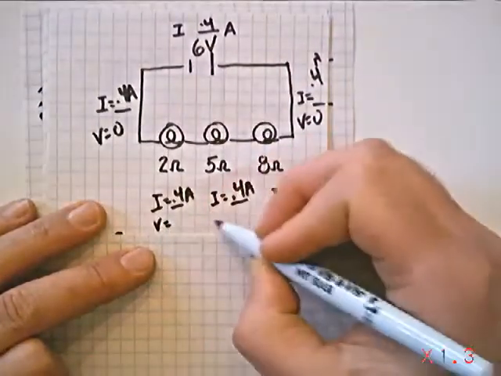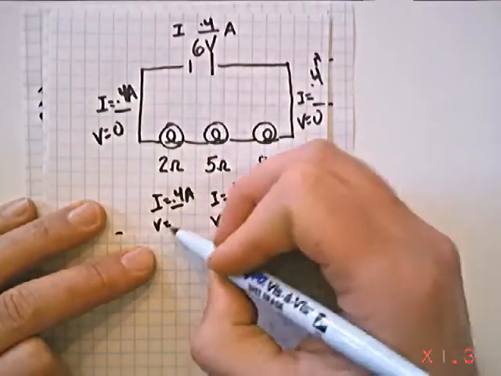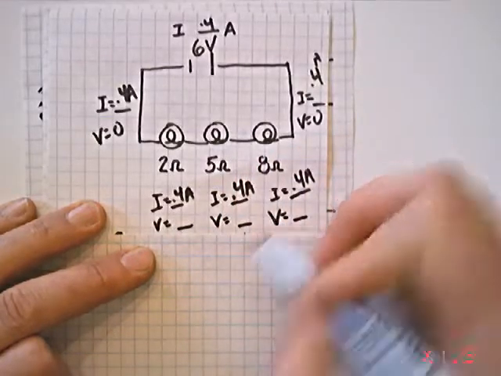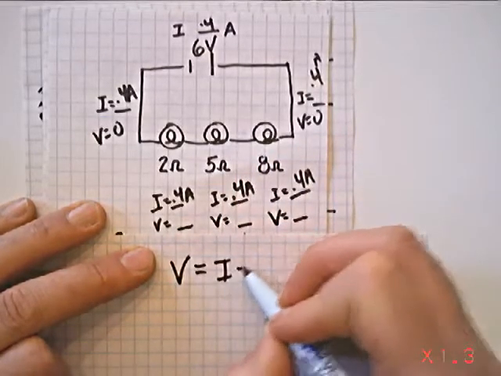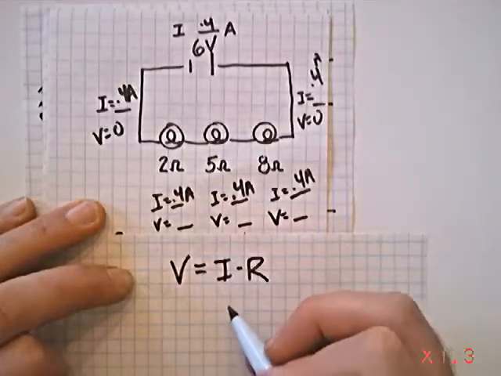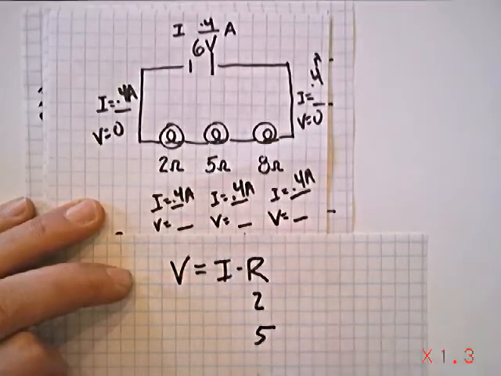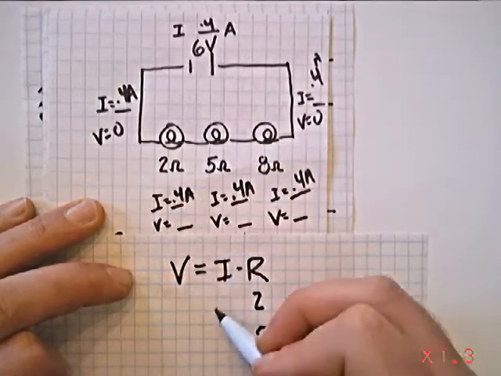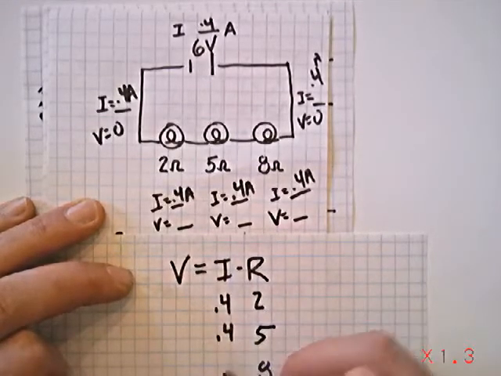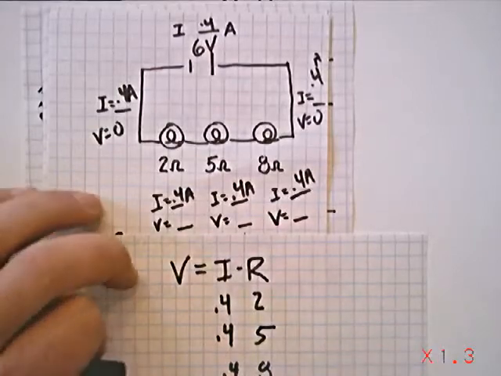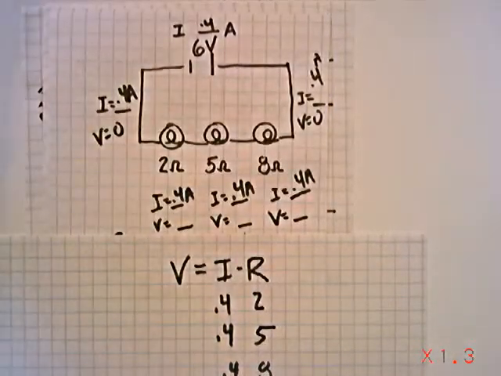So then we have to find the voltages of each individual resistor. So that means Ohm's law times 3. So the first time we do this, we want to put in 2. Then we'll do it for 5. And we also want to do it for 8. So I'm going to be putting in my different currents here, 0.4, 0.4, and 0.4, and running it through.